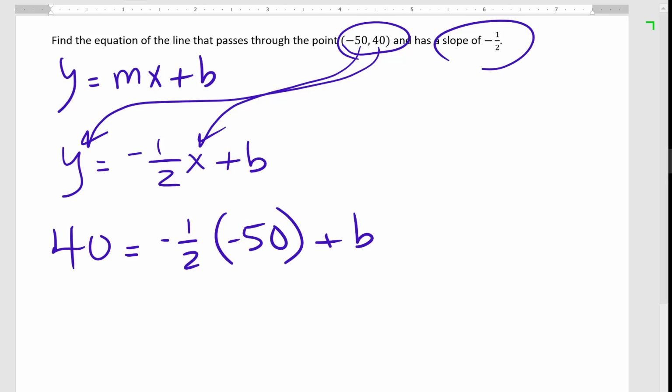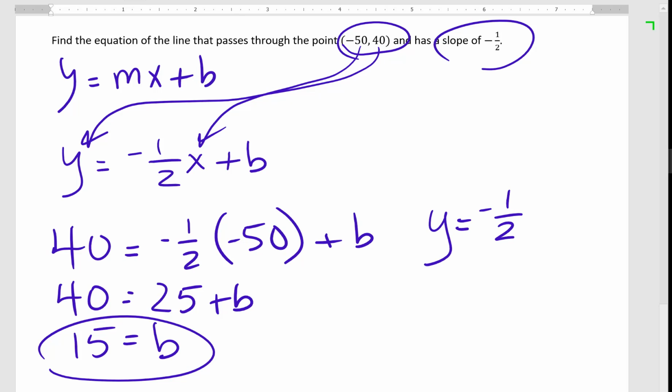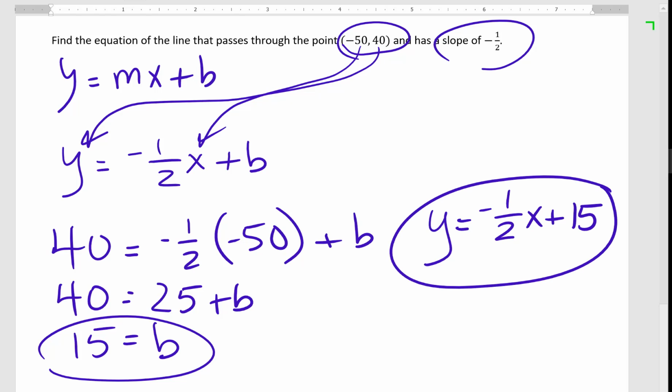Now we solve for b. 40 equals negative 1/2 times negative 50 is going to be positive 25. Subtract 25 on both sides, and we have 15 equals b. So we've got our m, we've got our b, so our final answer is y equals negative 1/2 x plus 15. And if they asked you to leave the answer in general form, that would just mean you need to get everything on the left side of the equation and make sure that all your coefficients are integers.